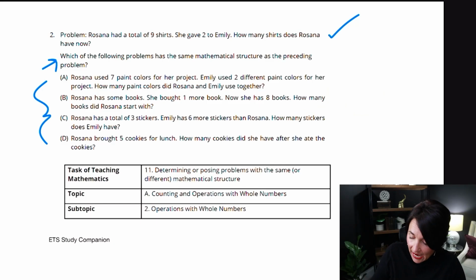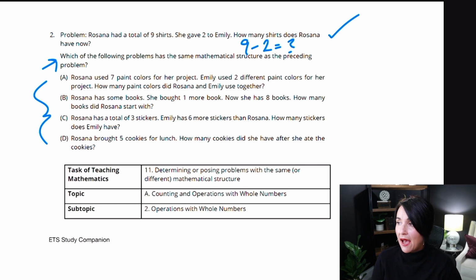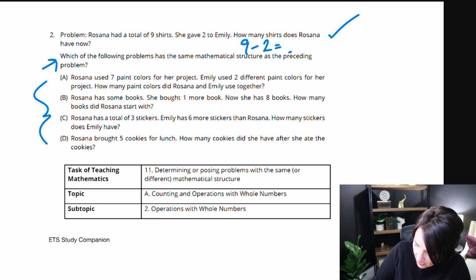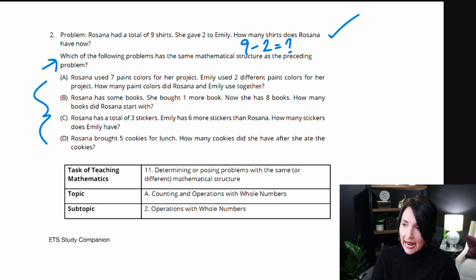So this is a takeaway problem or a subtraction problem, right? She had 9. She took away 2. How many does she have now? That question mark looks like a 2. Let me clean that up so we're not confused. How many does she have now? Okay, so it's subtraction. Let's take a look at A.